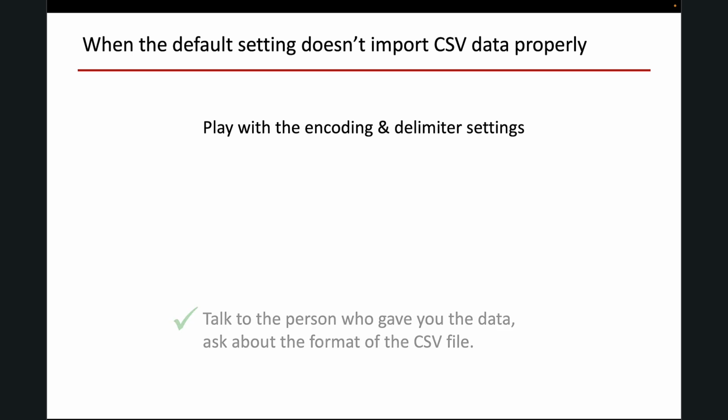If that doesn't work, it's always a good idea to talk to the person who gave you the data. Ask them about the format of the CSV file. Once you learned about the exact encoding and delimiter, apply them to your import process, and then you would have the proper data. Alright, that's it about importing CSV files into Power BI.